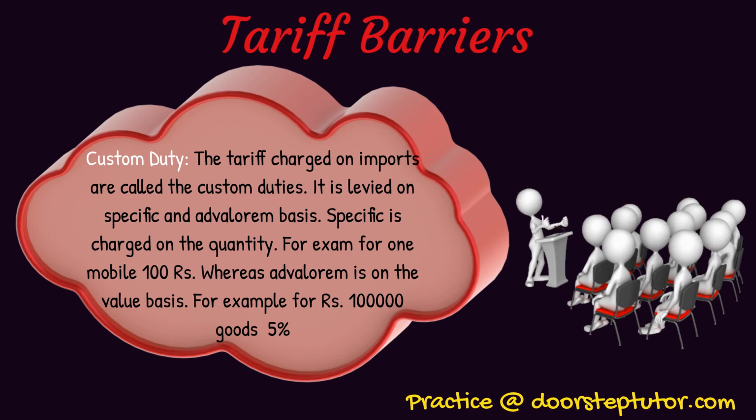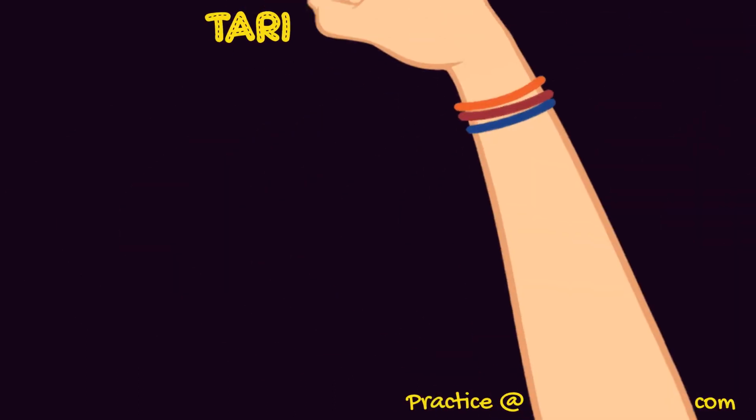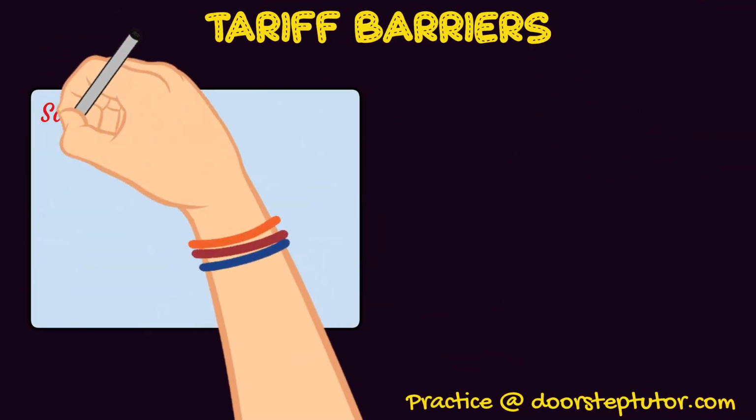Let's say I purchase 1 lakh rupees goods. So on 1 lakh rupees goods, I will be charged, let's say, 5%. So there is a slab for 2 lakhs, 10%, and so on, right? Now the other one is the safeguard duty.